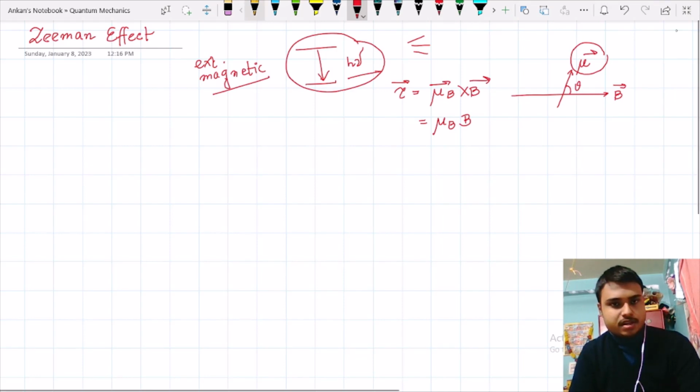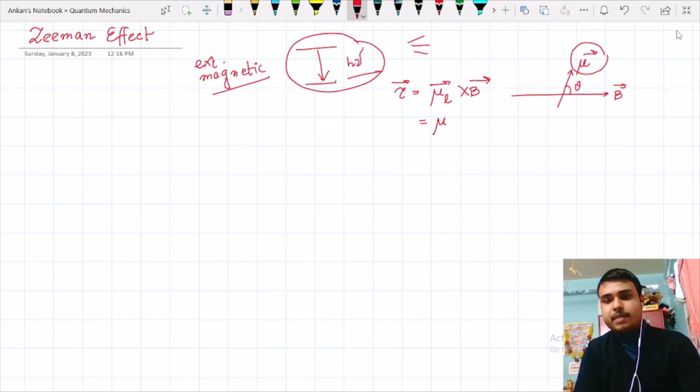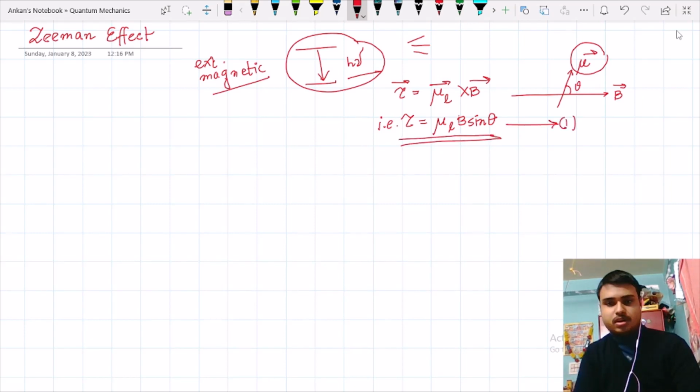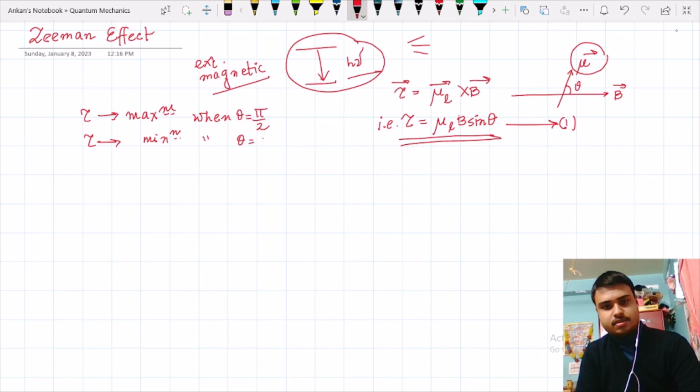Wait a minute, this is not mu, it is mu l, the orbital magnetic moment. So the torque is mu l B sine theta. What is theta? Theta is the angle between mu and B. So the torque acting on the system is given by tau equal to mu l B sine theta. Name it as equation 1. From this relation we can easily find out that torque is maximum when theta is pi by 2, and torque is minimum when theta is 0.